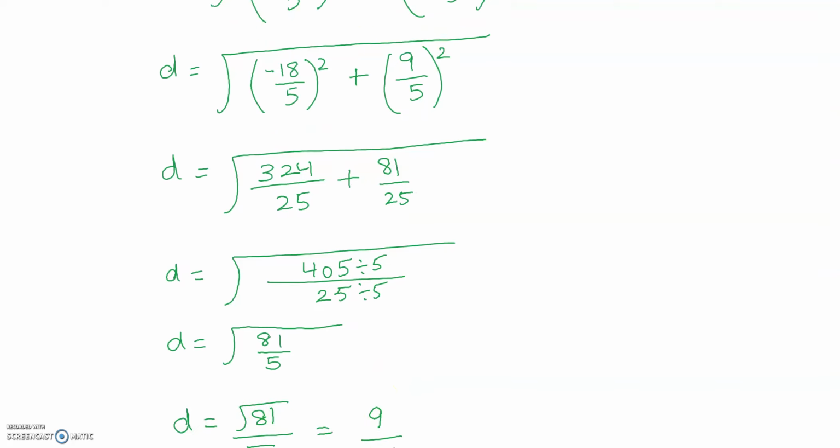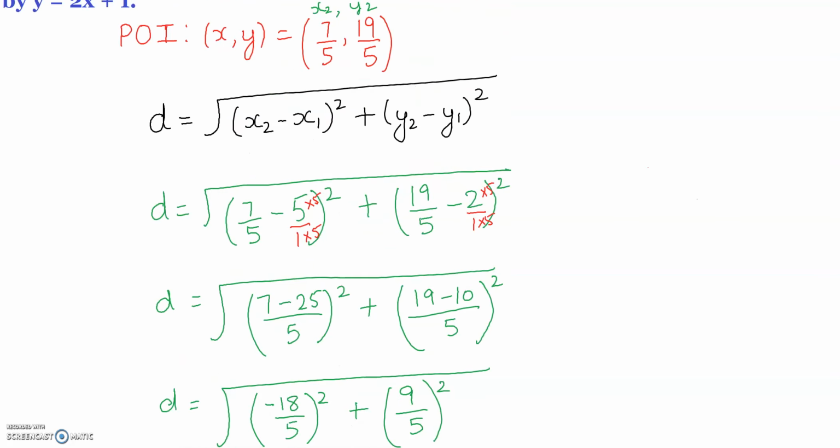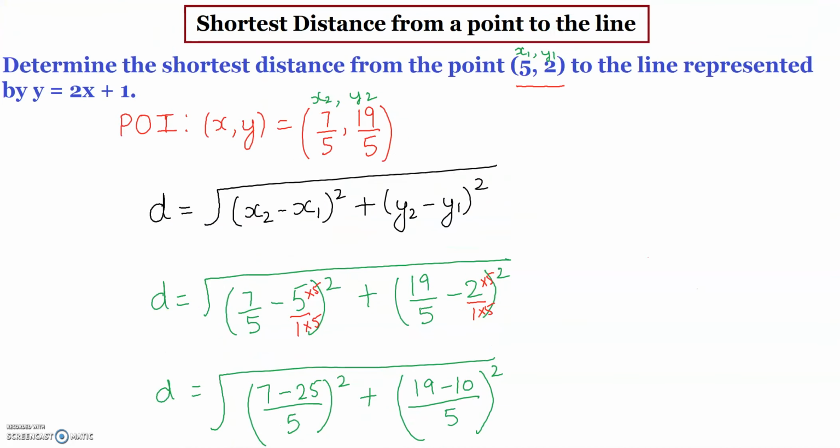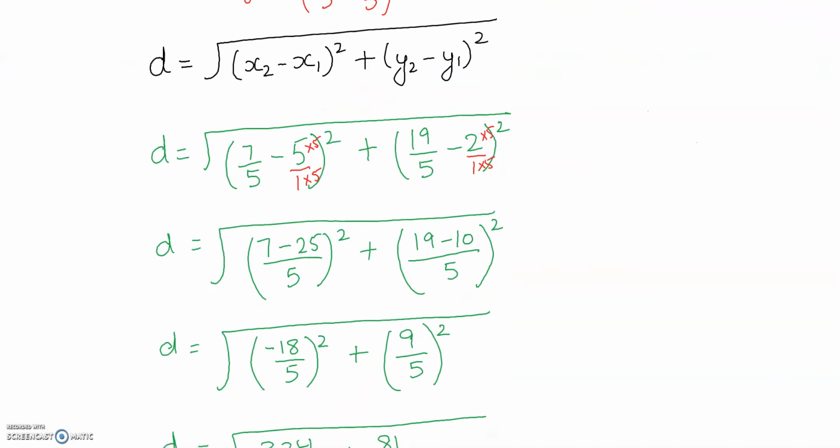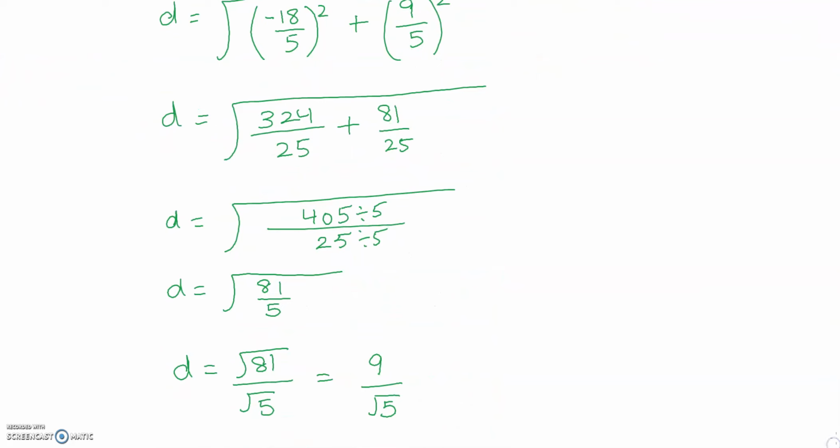Therefore, the shortest distance from the point (5, 2) to the line represented by y equals 2x plus 1 is equal to 9 over square root of 5. And we are done with this question.